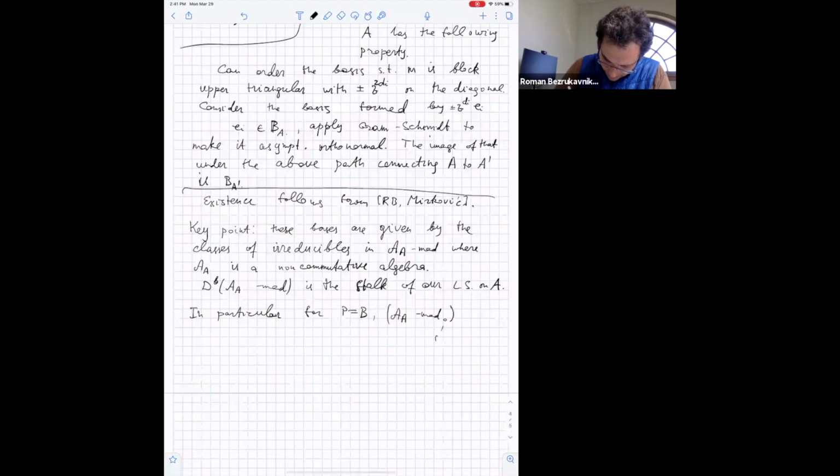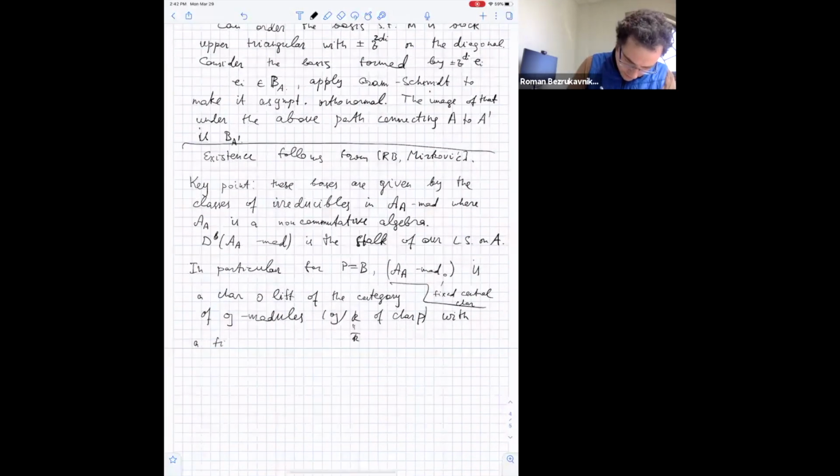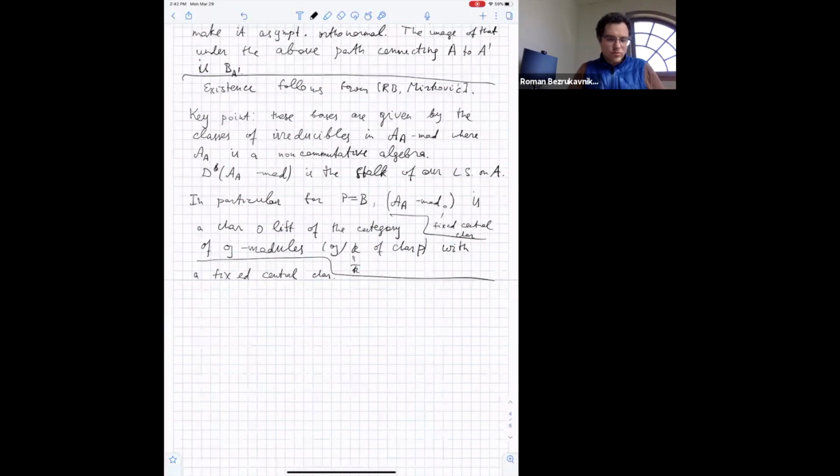So fixed central character is a characteristic zero lift of the category of G modules, where now G is over K of characteristic P, with also a fixed central character, which depends on the data we've chosen before. We should pause for questions.